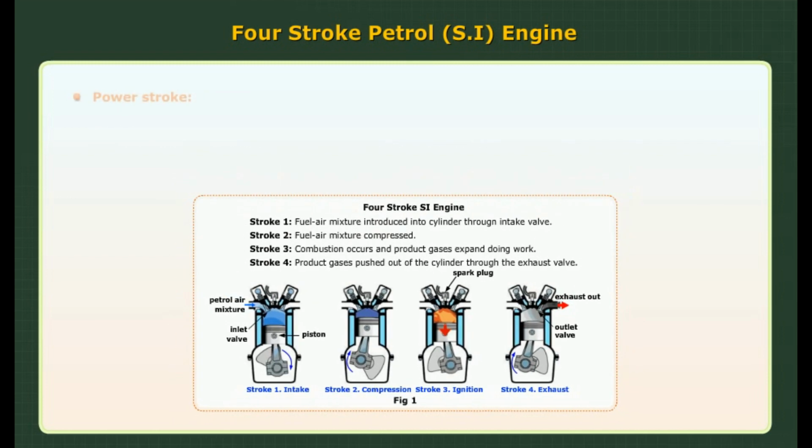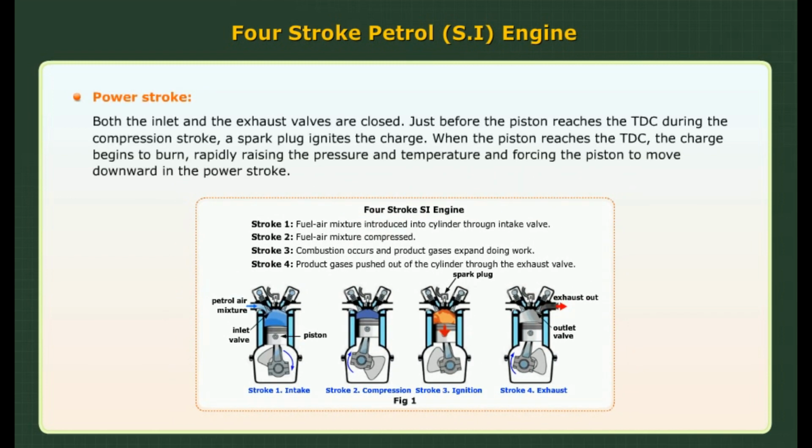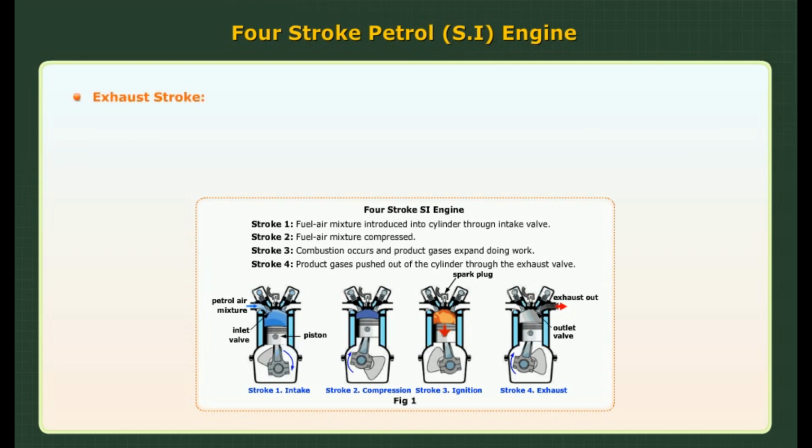pressure and temperature. Power stroke. Both the inlet and the exhaust valves are closed. Just before the piston reaches the TDC during the compression stroke, a spark plug ignites the charge. When the piston reaches the TDC, the charge begins to burn, rapidly raising the pressure and temperature and forcing the piston to move downwards in the power stroke.